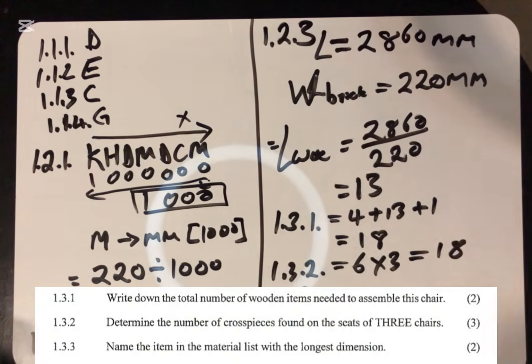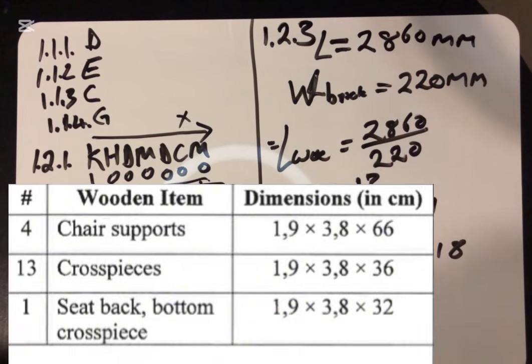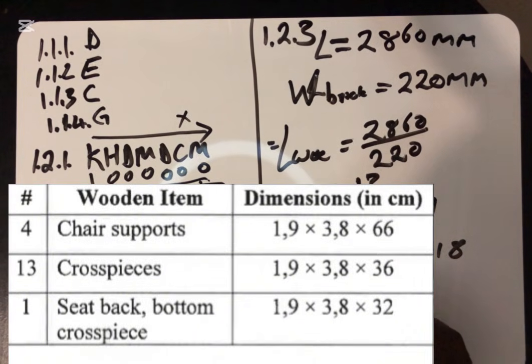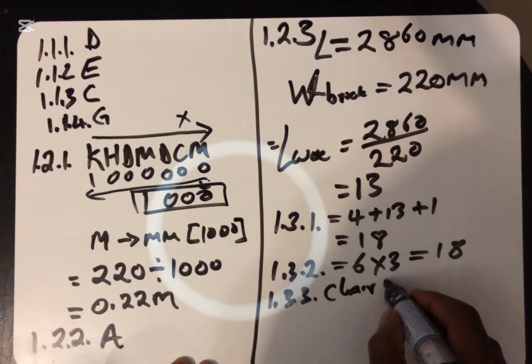1.3.3. It says name the item in the material list with the longest dimension. The longest dimension, we can see that is the chair support. It's the one that is having 66 as the longest dimension. We know that this is a chair support.